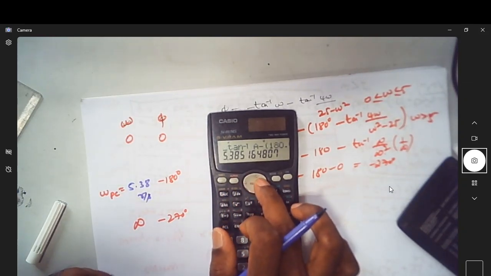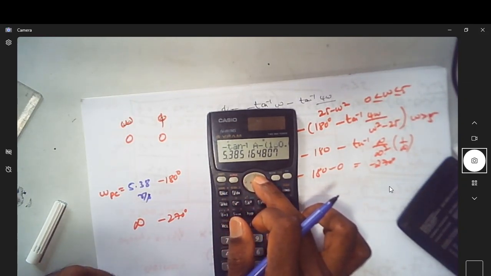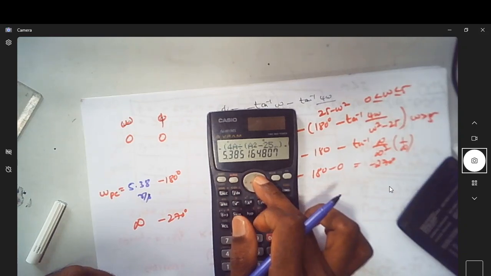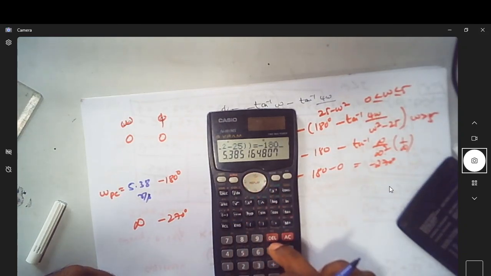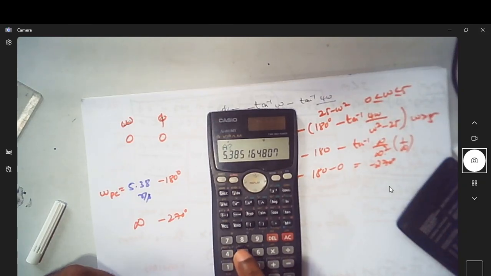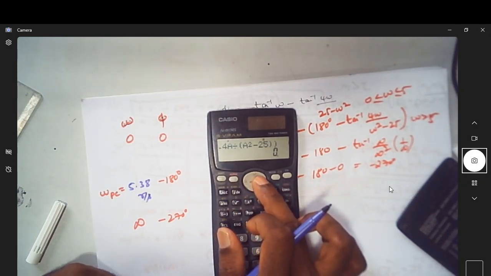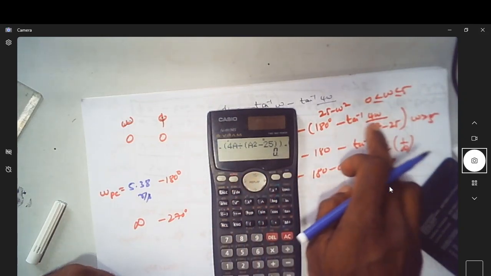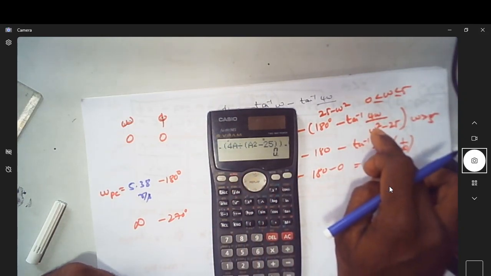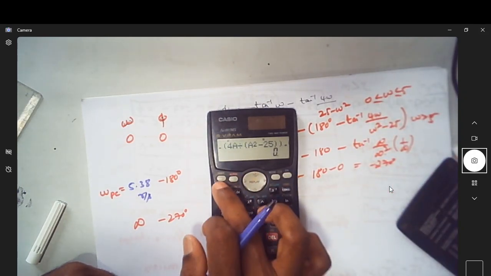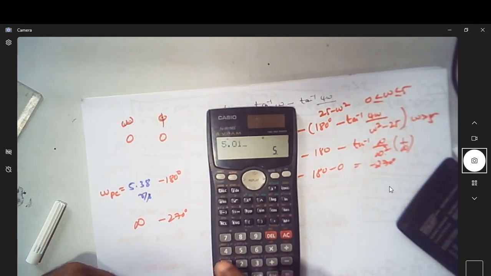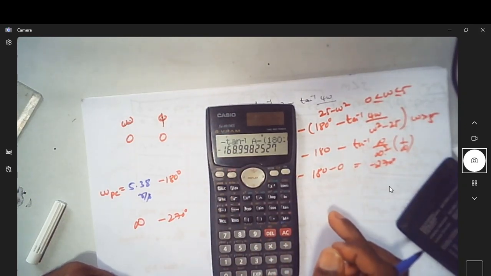So what you can do is you can take that and equate it to minus 180. So what I'll do is I'll take out this. I'll calculate for 5. Oh, sorry. For 5 it will become 0 there, so let me do it for 5.01. Can you see it's around minus 168?